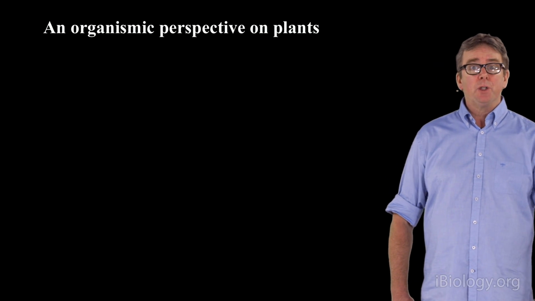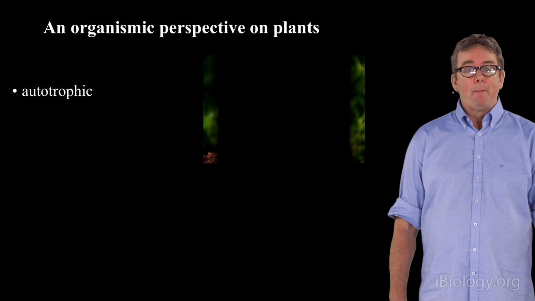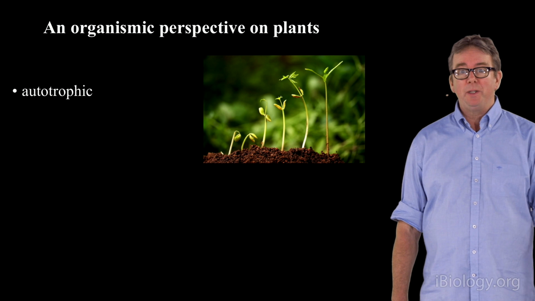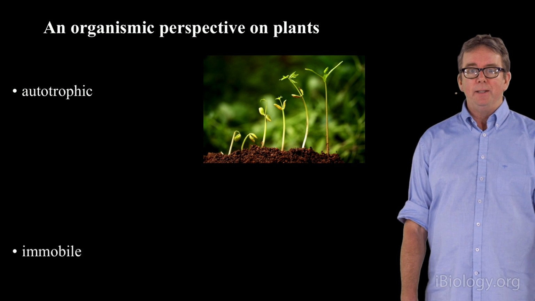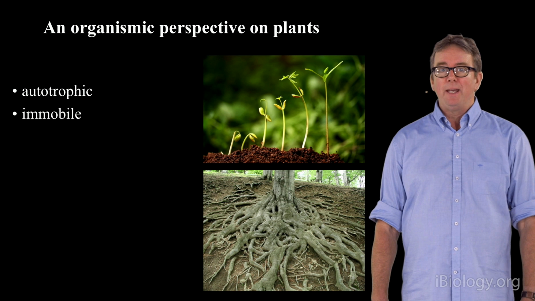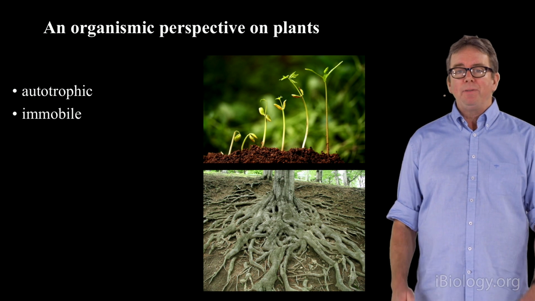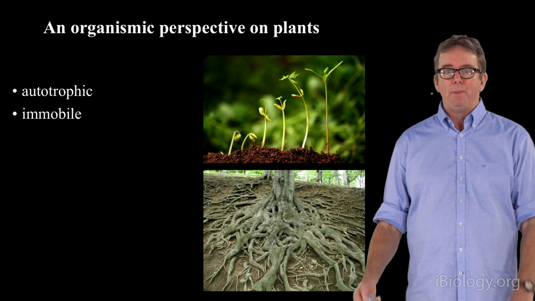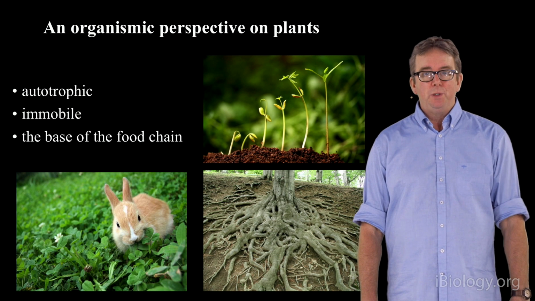So let me start first with an organismic perspective on plants. Plants are autotrophic. That means they eat sunlight to fix carbon and get the nutrients that they need. They're also immobile. They have root systems, and mostly they're rooted in the soil and can't run around. So they have to deal with things in the place that they happen to be growing. And the third thing is that they are at the base of the food chain.